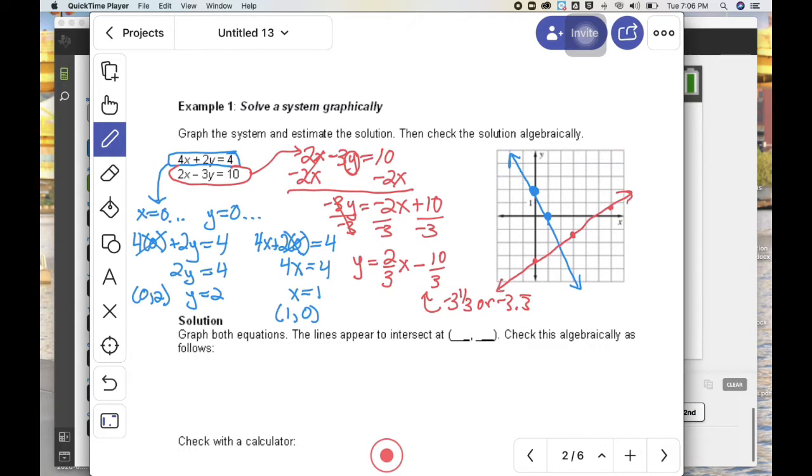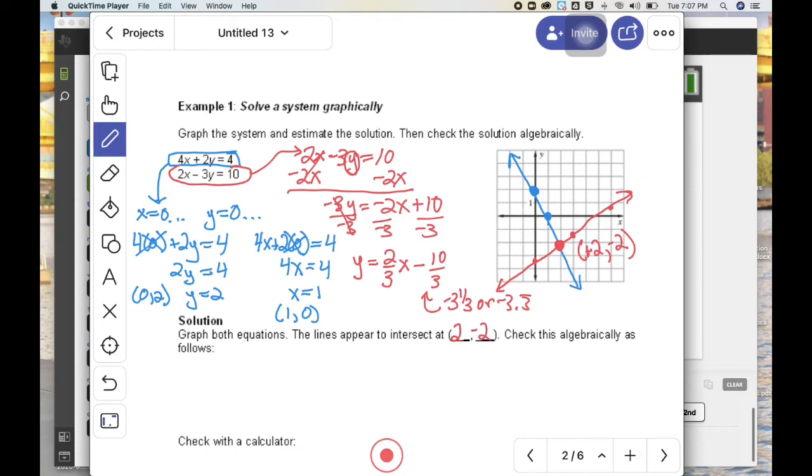And what I notice is that these lines do actually intersect at an approximate point right there. The solution to this particular linear system looks to exist at positive 2, comma, negative 2. So I went to the right 2 units and down 2 units to find my point of intersection. Now, how could we check this? Because the lines appear to intersect at 2, negative 2.